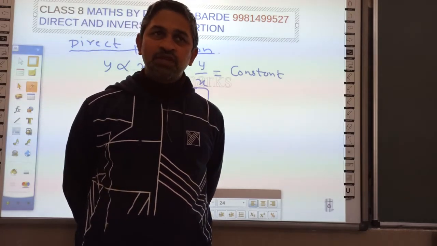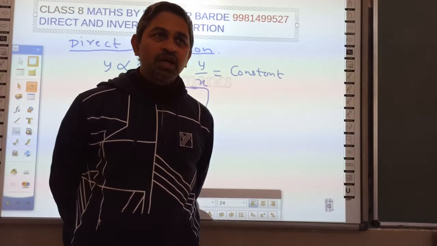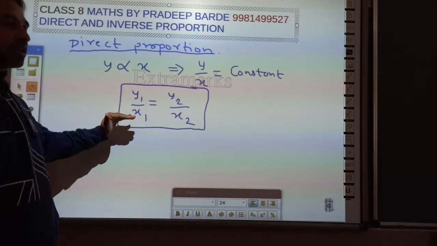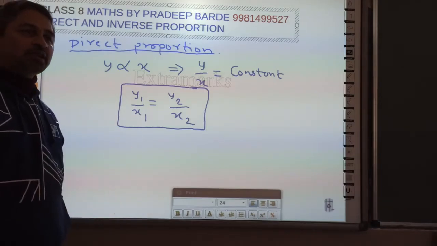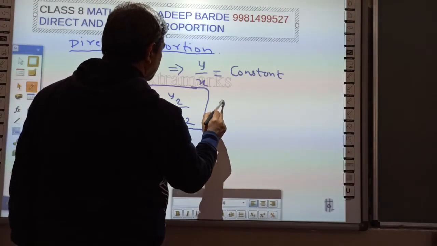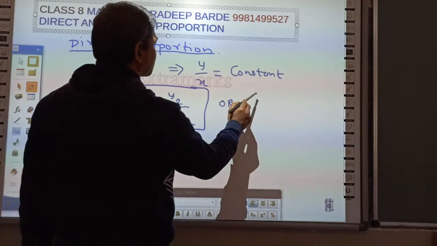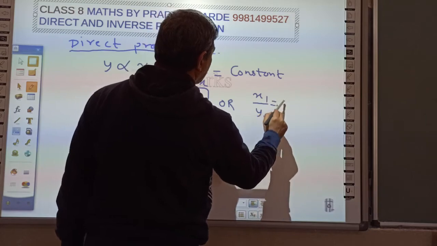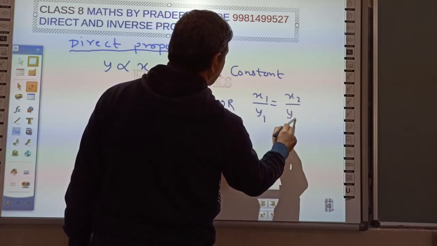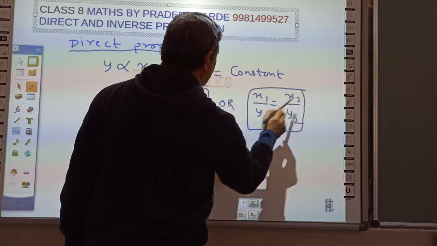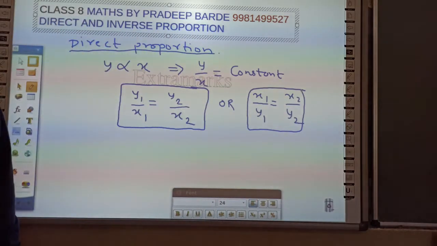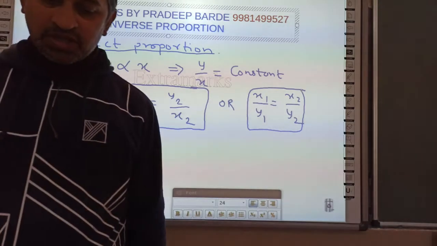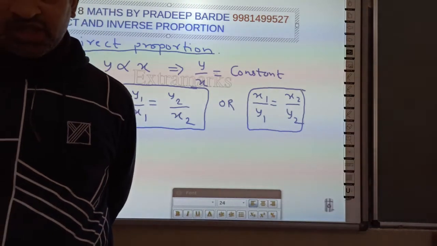So first thing, we need to identify the proportion, and after identifying the proportion, we'll write here directly consider as x1 upon y1 is equal to x2 upon y2, or y1 upon x1 is equal to y2 upon x2. Let's solve some questions based on this. That is the questions from NCERT.